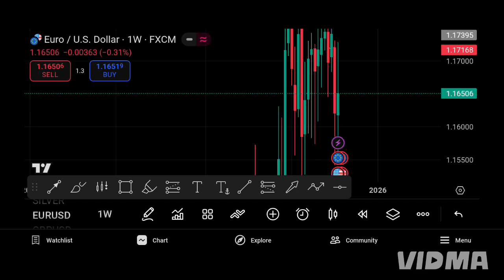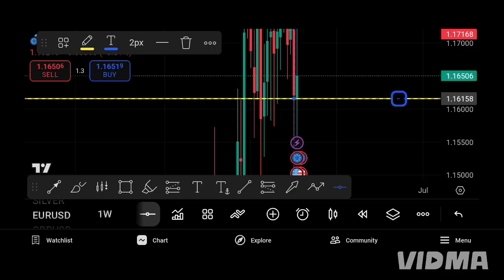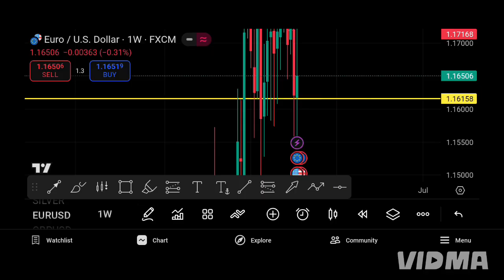we moved up. It has been in an uptrend, so I'm going to get my horizontal line and mark it here on the open. I always mark the open of the week. So after marking the open, that is the open of this week, as you can see, on the weekly time frame.